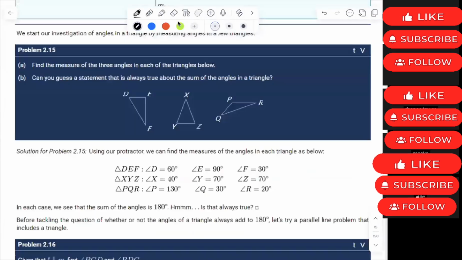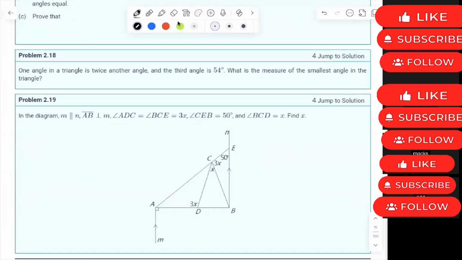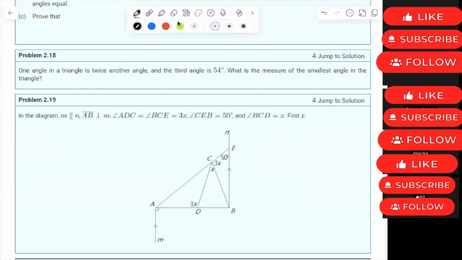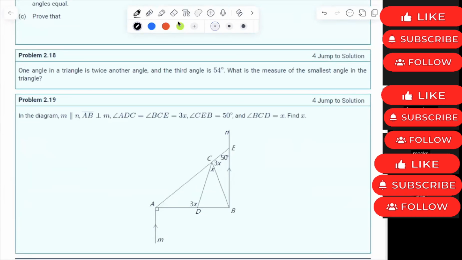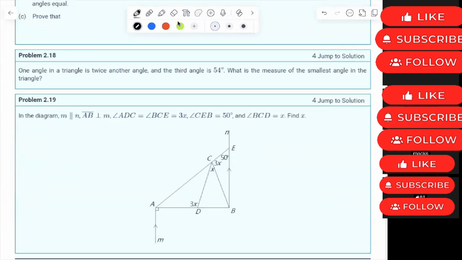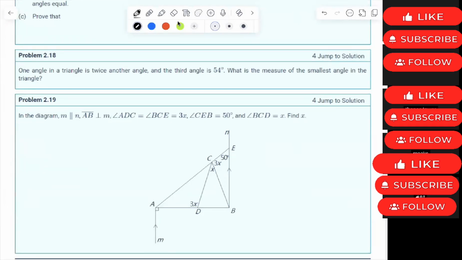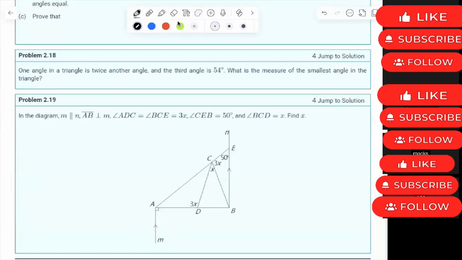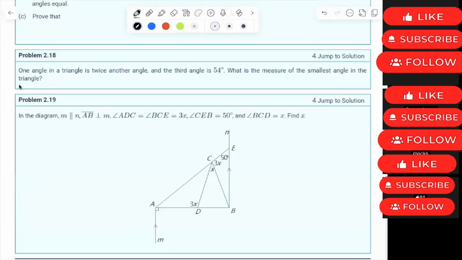And I want to give you guys a try on 2.19. Let's see if you guys can do this. Right? In the diagram, M is parallel to N, AB is perpendicular to M, angle ADC is equal to 3x, angle CB is equal to 50 degrees, and angle BCD is equal to x. Find x. Give it a try on this question and tell us in chat.